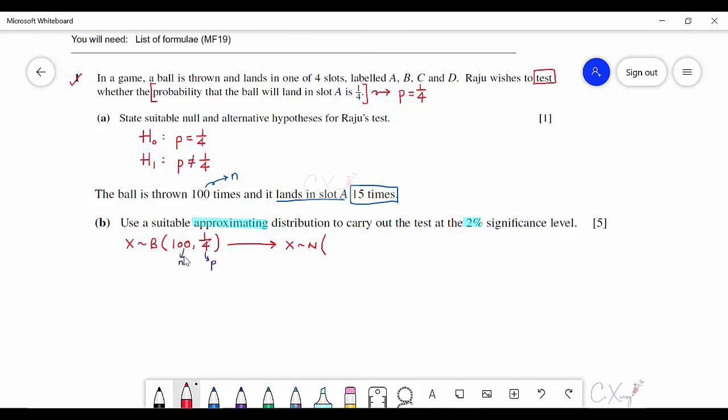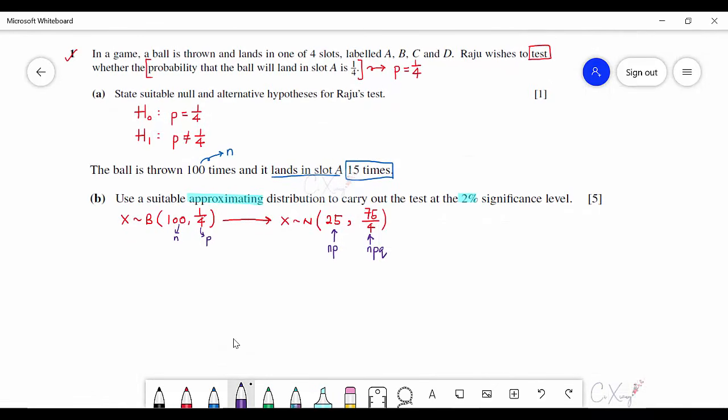So how do we get the normal distribution? You take n multiplied by p, you get 25, and also npq to get the variance, which is 75 over 4. Just a hint for you all here: to get the mean, it should be n multiplied by p, and to get the variance, it should be npq. This is how we change the distribution from binomial to normal distribution.